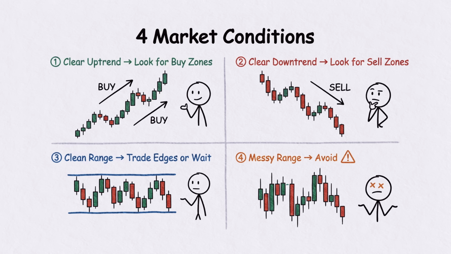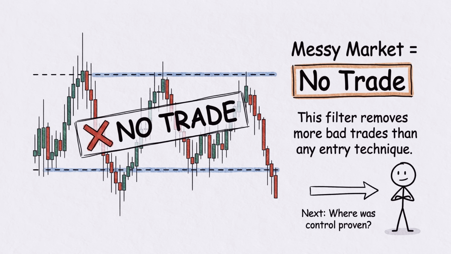4. Messy range. Price keeps sweeping highs and lows, candles overlap, long wicks appear everywhere, and no side is cleanly in control. If the market is messy, the best trade is often no trade. This one filter removes more bad trades than most entry techniques. Because when the environment is unclear, even a good-looking zone becomes dangerous. Once the environment is clear, we can ask the most important question.